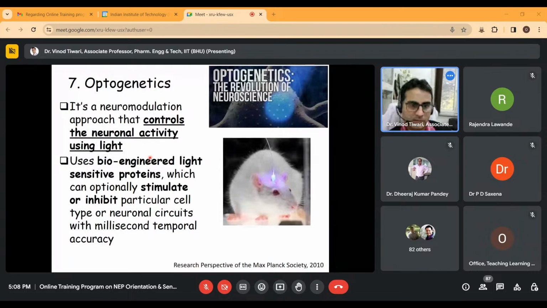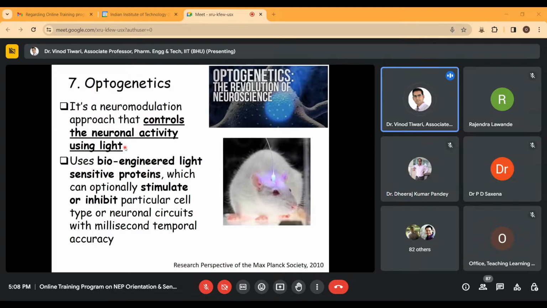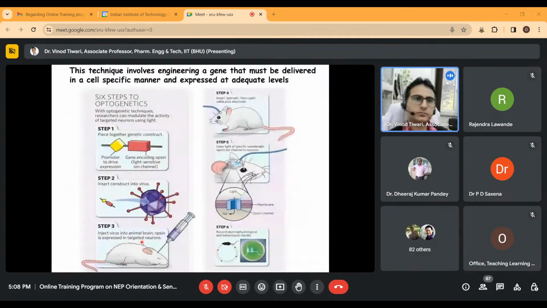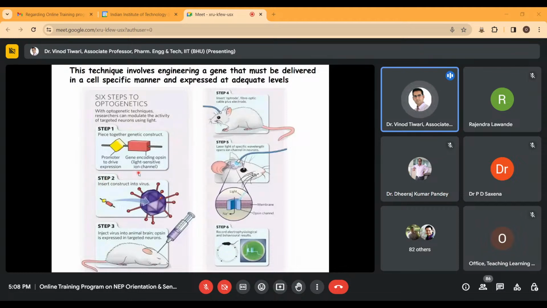But here, if you want to selectively activate a specific neuron type, in that case you can use this technique. And the beauty is that you can do this with millisecond temporal accuracy, not even seconds, milliseconds. So this is how the technique works, just the basics. Mainly six steps are involved. The first step is that we use a genetic construct where we use a promoter to drive the expression of this light-sensitive ion channel.